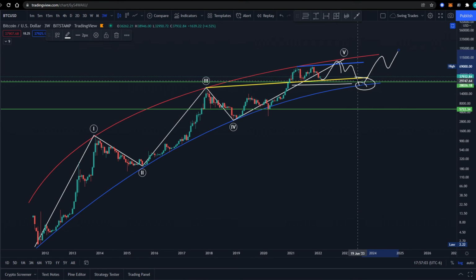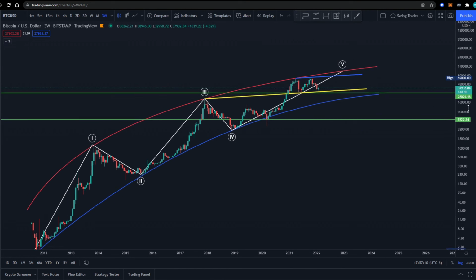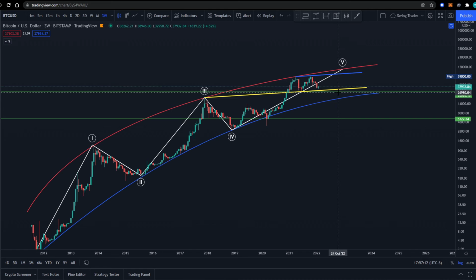The question is, once this grand super cycle has played out, how high can Bitcoin go? How high will Bitcoin go? That's the $1,000,000 question, if you catch my drift.